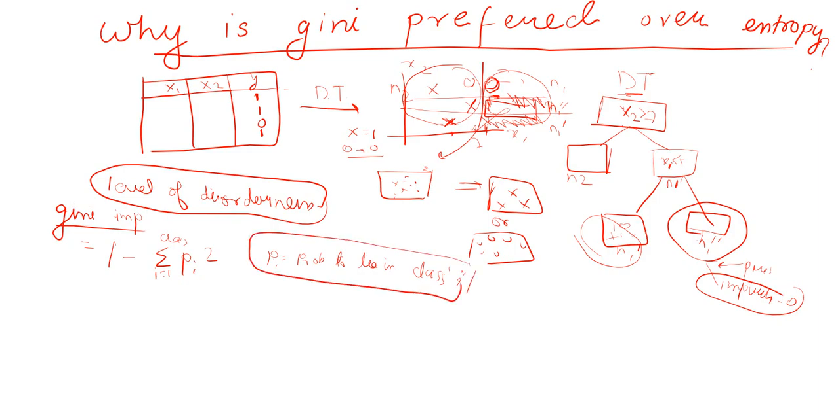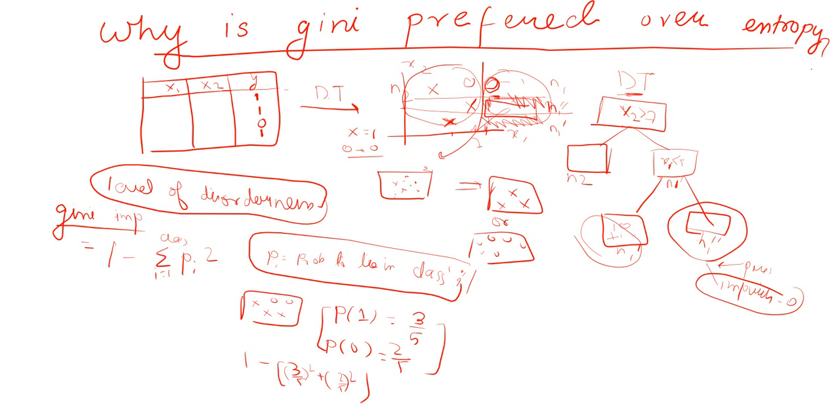What this means, for example, if we take the n1 dash node and it has a data set like this: x, x, x, 0, 0. The probability of class 1 is how much? Number of favorable outcomes 3, total number of outcomes 5, so 3 by 5. And the probability of 0 to occur in this node is 2 by 5. So the impurity will be 1 minus (3 by 5 whole square plus 2 by 5 whole square), since there are only two possible classes, 0 and 1, in the data set.